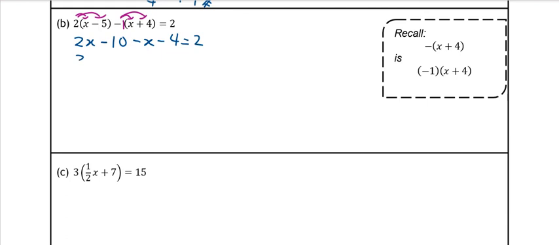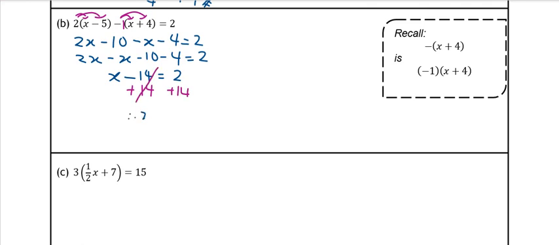So what I'm going to do is rearrange the like terms. So 2x minus x, and then minus 10 minus 4 equals 2. So 2x minus x is 1x, right? So x minus 10 minus 4 is negative 14 equals 2. So next you just have to plus 14 on both sides. So cancel negative 14, therefore your answer will be 2 plus 14 is 16. So that's for the second part of part B.